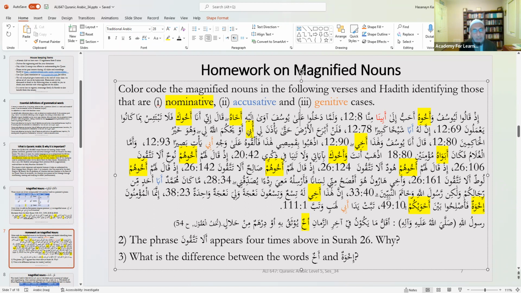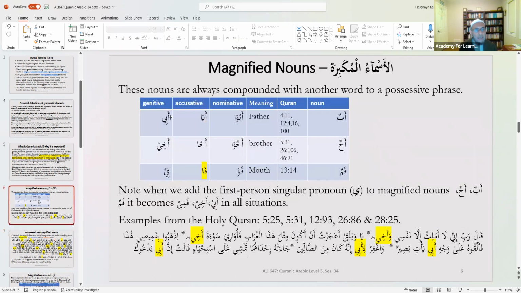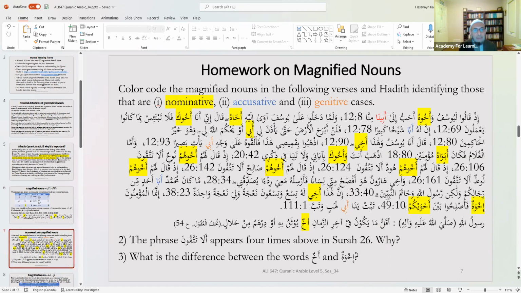Is that clear? A number of you said this was genitive because of abi, because we had said earlier that abi is genitive. Yes, abi is the genitive of abu. But when abi comes as my father, then it's not necessarily so. You have to see the context. So here abi is a subject. Hatta ya'zana li abi, until my father permits. This is nominative. Is that clear?